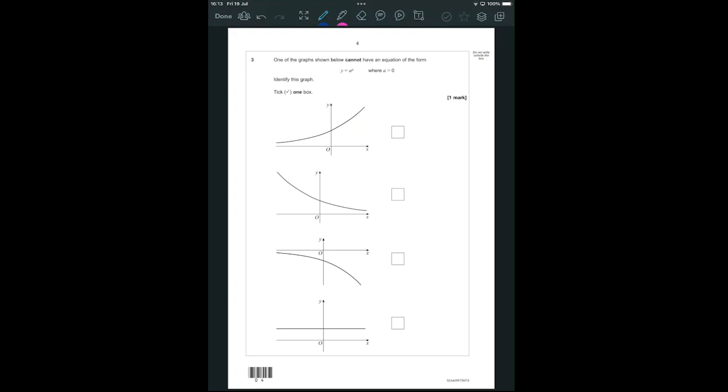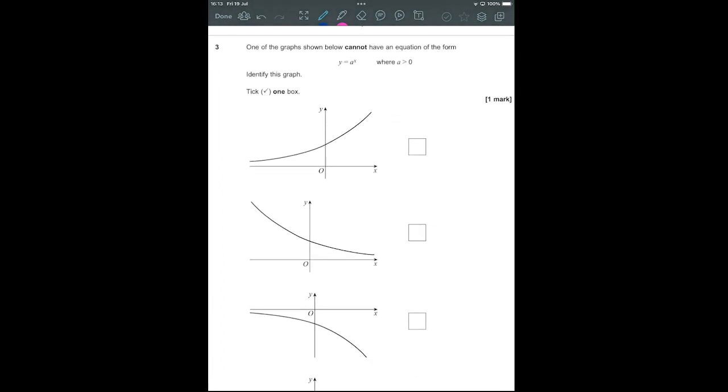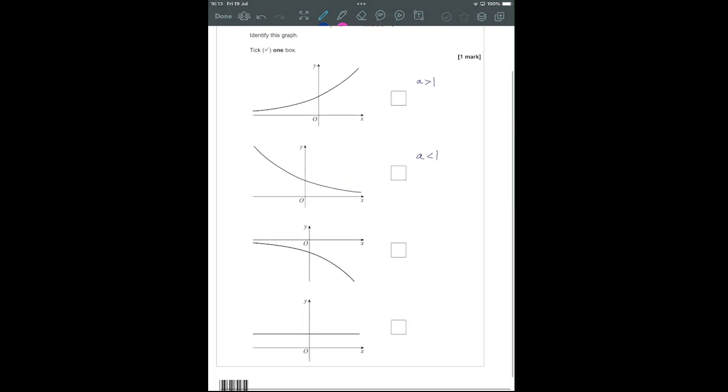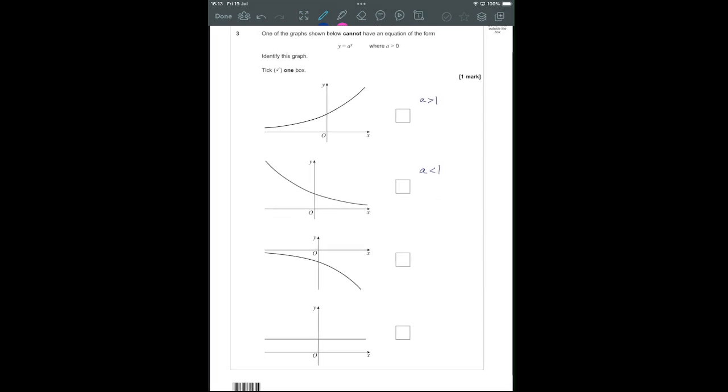One of the graphs below cannot have that equation where a is positive. So if a is positive, well, that actually does make a difference. If a is less than 1, it's going to be a decay. We have something less than 1 raised to a power that gets smaller and smaller. If a is bigger than 1, then we have a growth. So that's the first two options. If a equals 1, 1 to any power is the same, so that's that one. So the only one that's not possible is there.